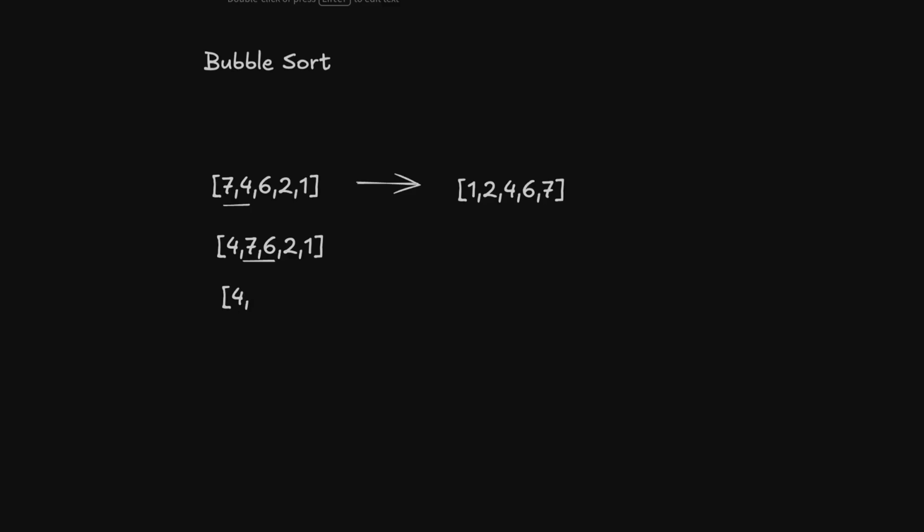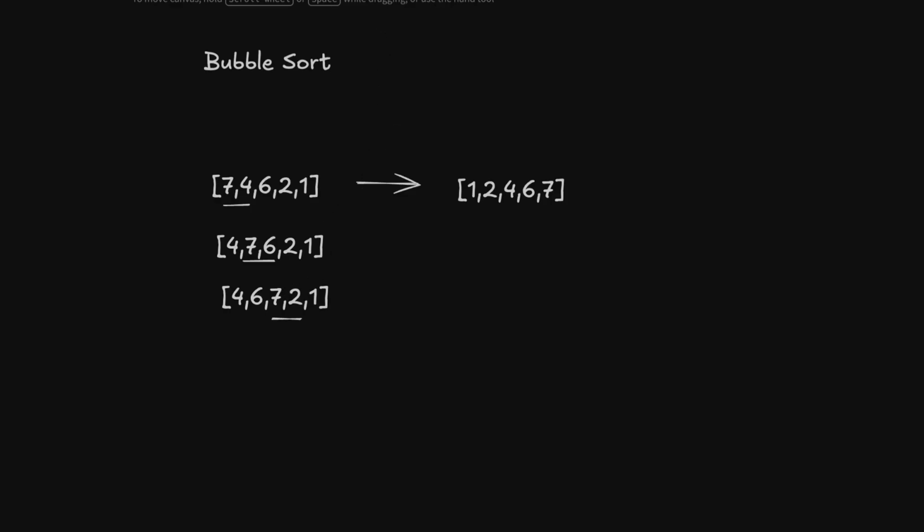4, 6, 7, 2 and 1. Okay, now we will check this one. This 2 is checked already, so now we'll check this one. Okay, here what we can see is like this is again 7 is bigger, left side element is bigger and right side is smaller, so we have to swap it again.